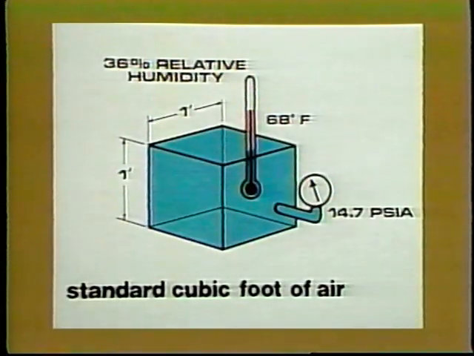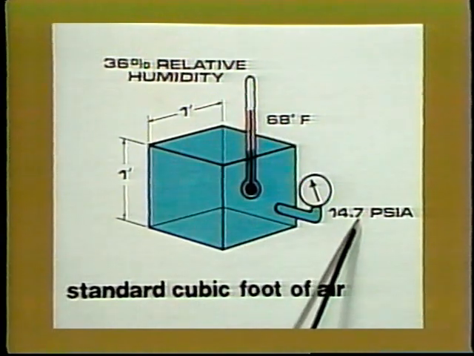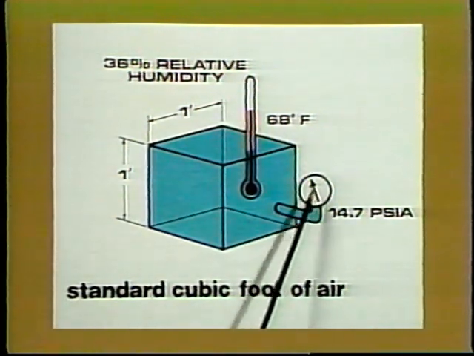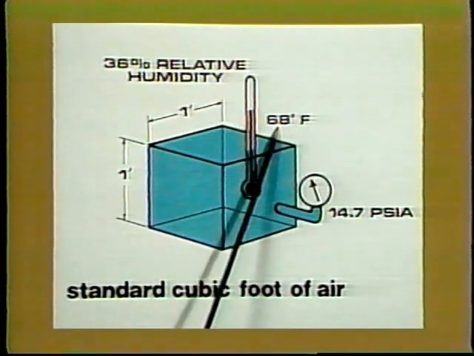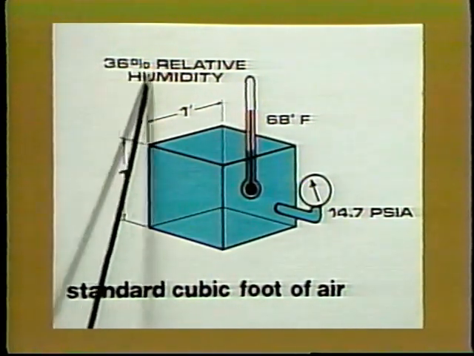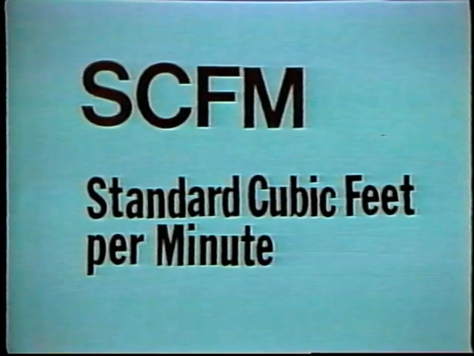A standard cubic foot of air is defined as a cubic foot of air at 29.92 inches of mercury, or 14.7 pounds per square inch absolute, whichever way you want to state it. Also, its temperature is 68 degrees Fahrenheit, and it has relative humidity of 36%. Relative humidity is a measure of how much moisture is in the air. From this point on in this course, we will use the term SCFM, which means standard cubic feet of air per minute.